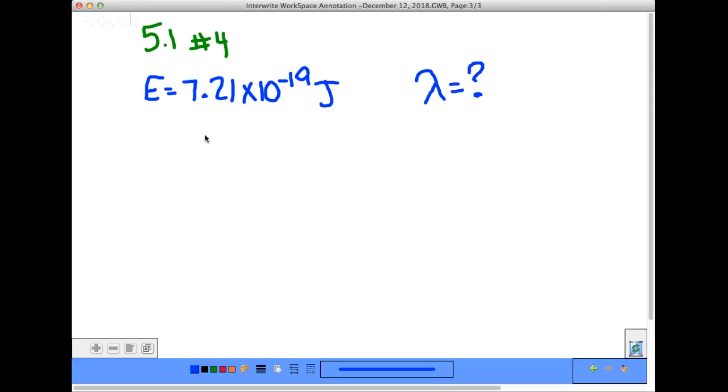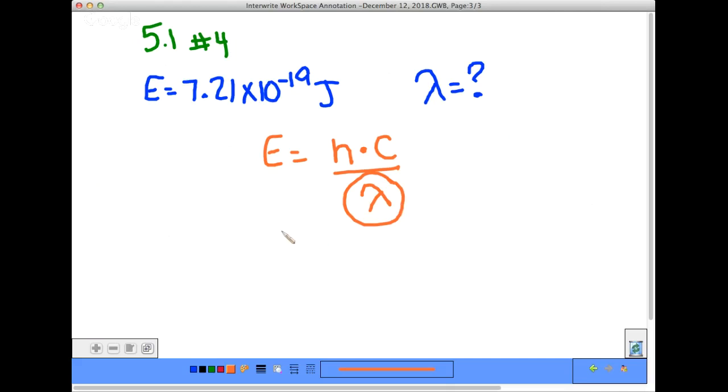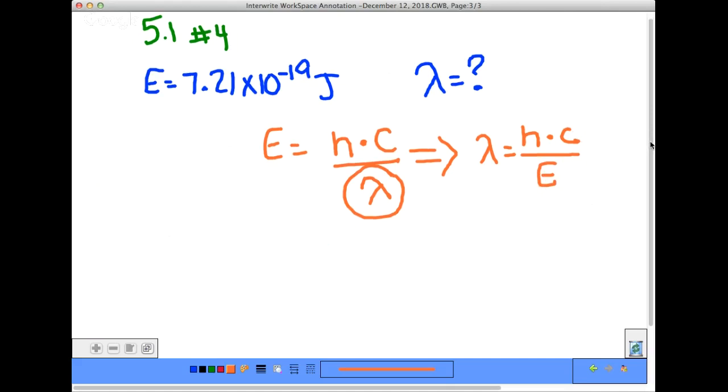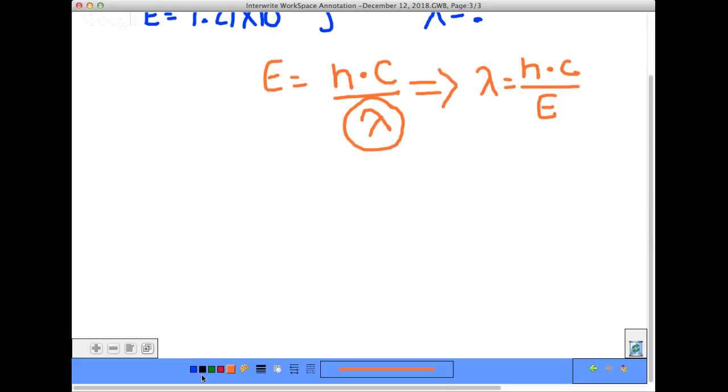If we're trying to find wavelength, the only equation that we have that actually has both of these, I had on the previous slide. So it's going to be energy equals Planck's constant, C, over wavelength. Rearrange this equation to solve for wavelength. So what we end up getting is wavelength equals H times C divided by energy. Now, you could always double check to make sure that your answer is right by paying attention to your units. So let's go ahead and plug everything into this equation right here.